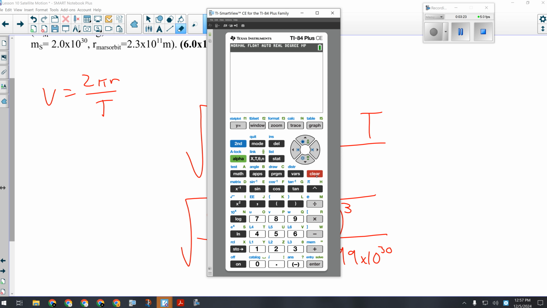So we're going to start out with 4 pi squared, and we're going to multiply that by, in brackets, the 2.3 E11 cubed. So that's the top. I'm going to divide that by what's on the bottom, so 2 sets of brackets there, 6.67 E negative 11, 1.99 E30. Close the brackets on that. I need to square root that. That's 6.0 times 10 to the 7, and that's in seconds.